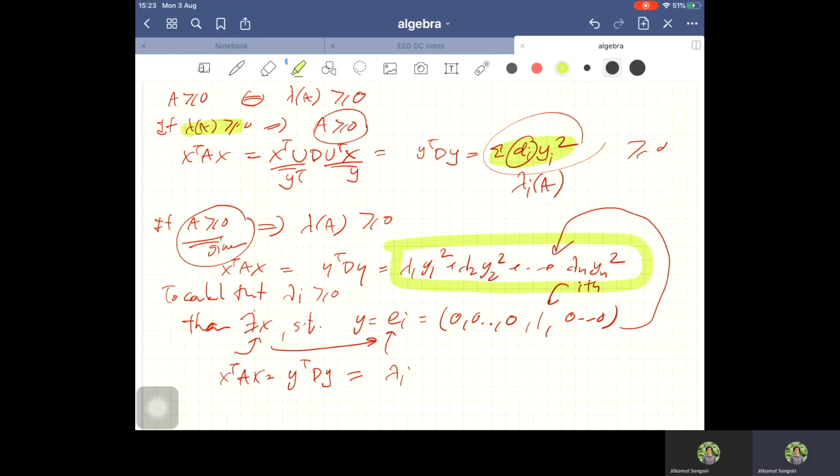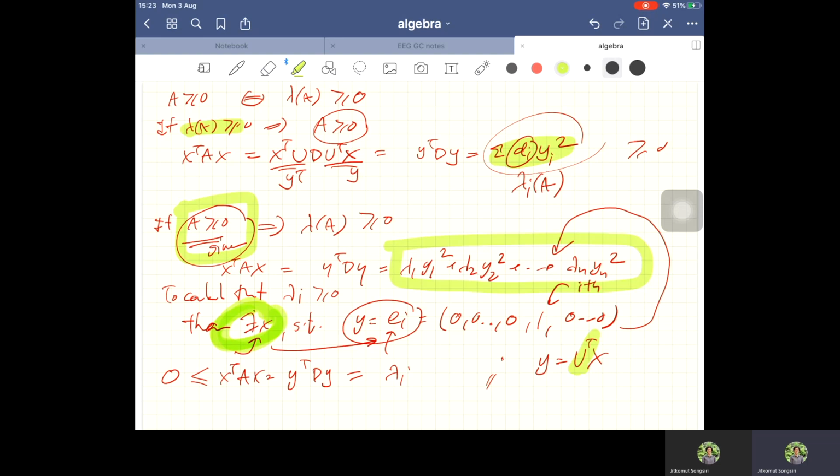Okay, and because A is given as positive, it means that on the left-hand side, you know that it is bigger than 0. And of course, why? This is to further explain that y equals U transpose X, right? But because U is invertible, you want the freedom to choose y as a standard unit vector. The answer is, of course, to confirm that you can always do that.